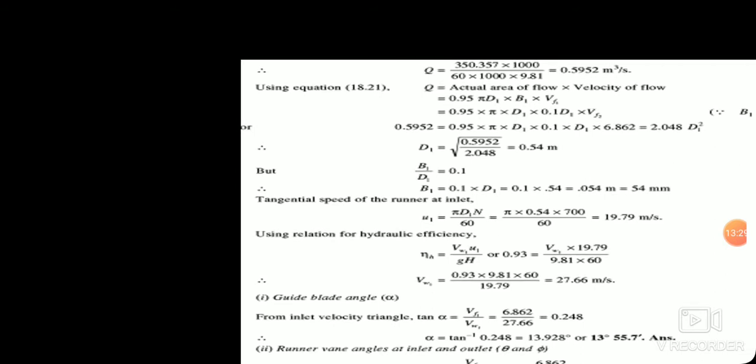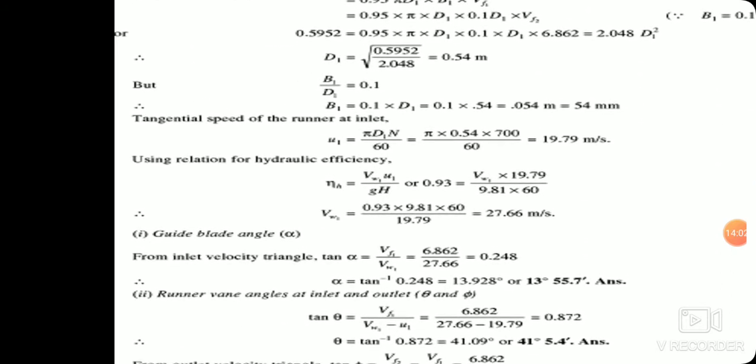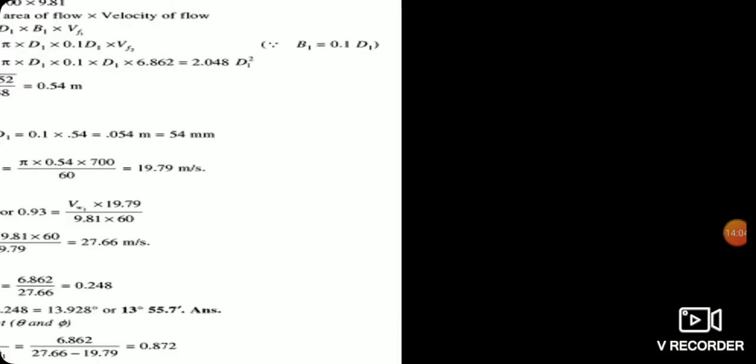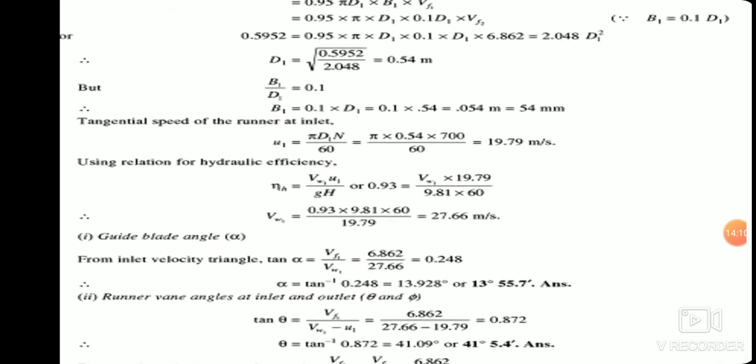Therefore it will become 0.5952 is equal to 2.048 D1 square, and therefore D1, the runner diameter at inlet, is 0.54 meter. It is the external diameter. Then B1 upon D1 is equal to 0.1, therefore B1 is equal to 54 mm, D1 is equal to 0.54 meter, that is 54 centimeter, and B1 is 5.4 centimeter.